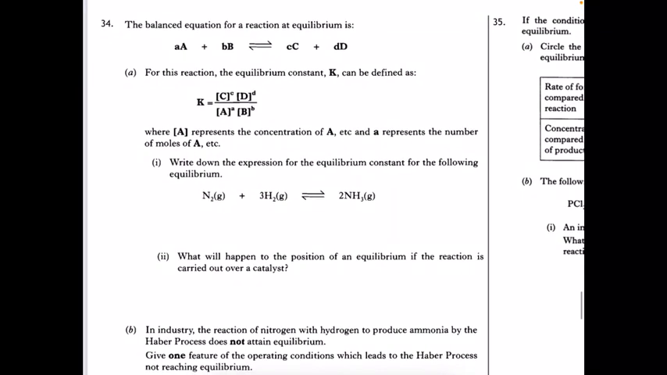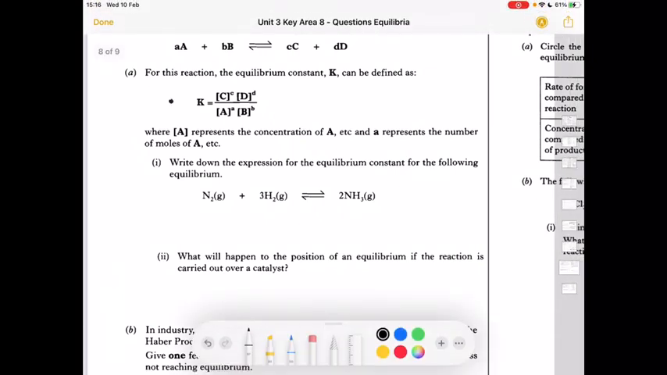So for this one, we've got a balanced equation for a reaction at equilibrium, and they've got this kind of equation that we need to fill out. We've got this for here, and it basically tells you what A in brackets means. That just means the concentration, and the small a represents the number of moles. C and D are the products, A and B are the reactants.